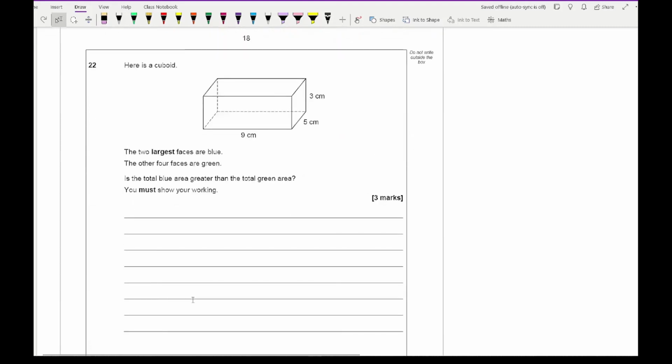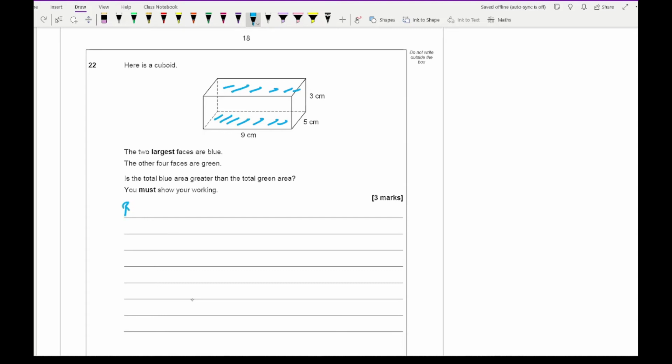For question 22, it says here is a cuboid. The 2 largest faces are blue, the other 4 faces are green. Is the total blue area greater than the total of the green area? So let's first of all work out what the blue area is going to be. Now the 2 largest faces, as you can see, are going to be the bases at the top and the bottom, the 2 flat surfaces. So this here and this here. They're going to be our largest faces.